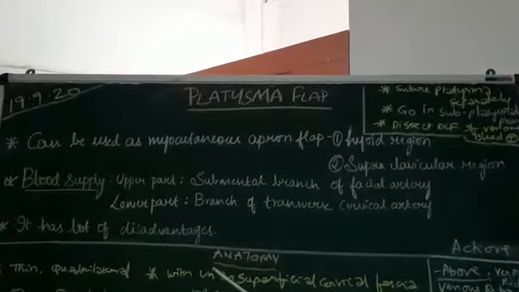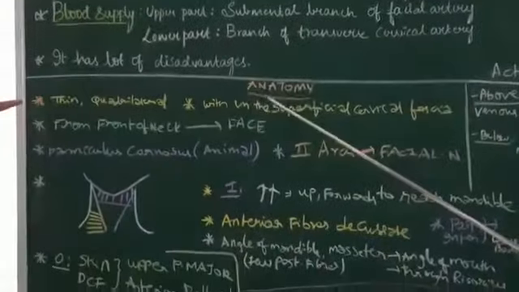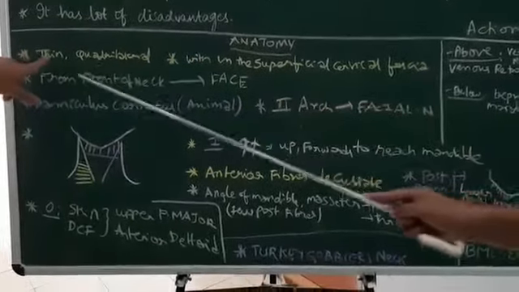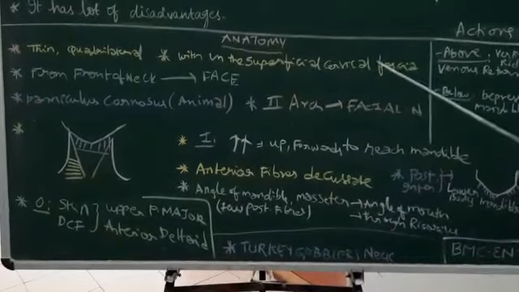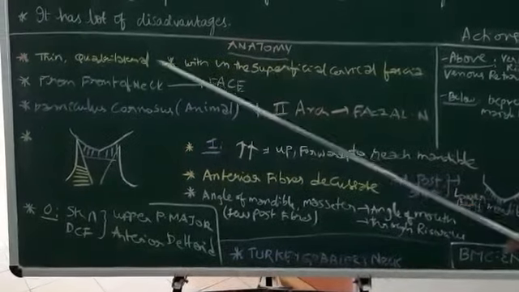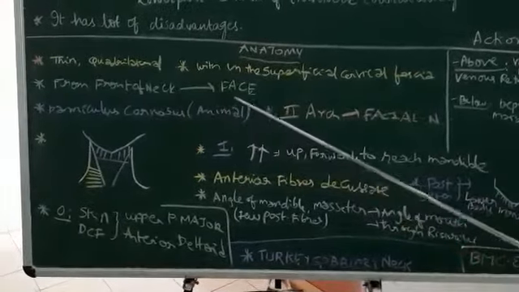So now we are discussing the brief anatomy of platysma. Along with that, we go for the platysma flap. So platysma is a thin quadrilateral muscle within the superficial cervical fascia of the neck. It starts from the front of the neck and extends towards the face.